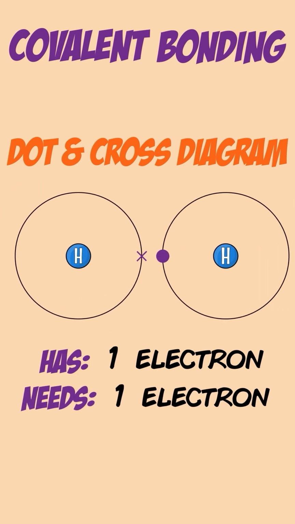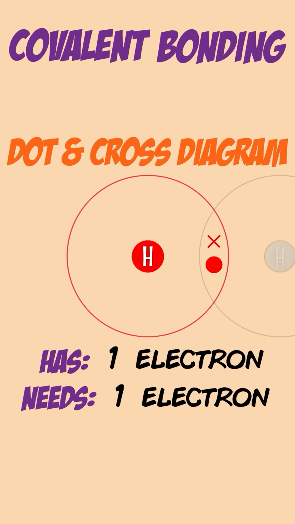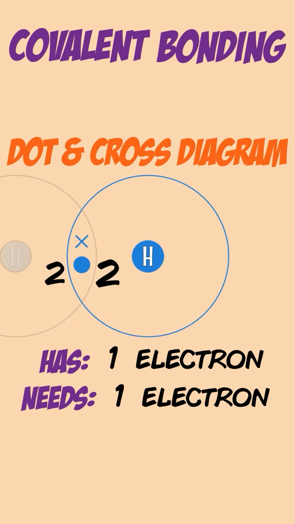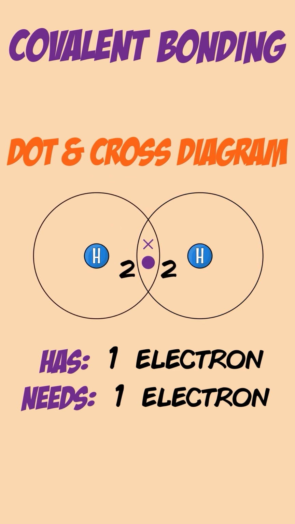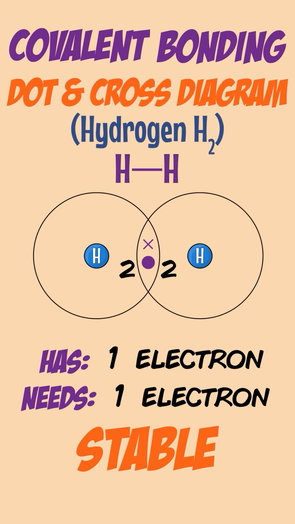So what you'll do is get another hydrogen atom and share the electrons. When this is done, you can see that the left atom has a full outer shell of 2, and so does the right one. This all makes the structure stable and forms a molecule of hydrogen, or H2.